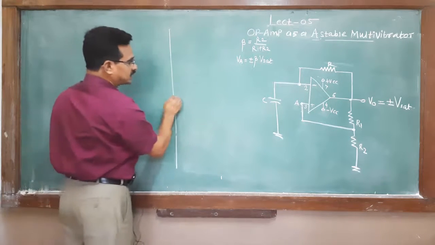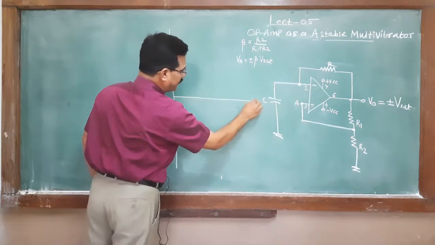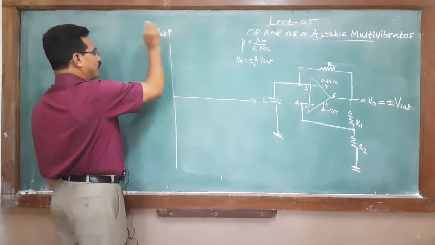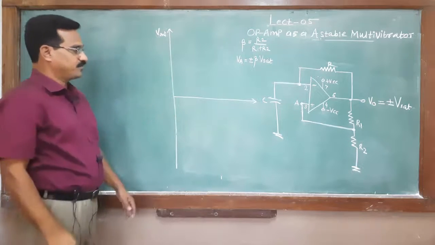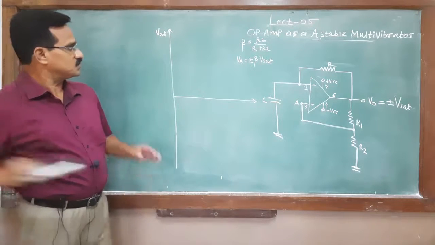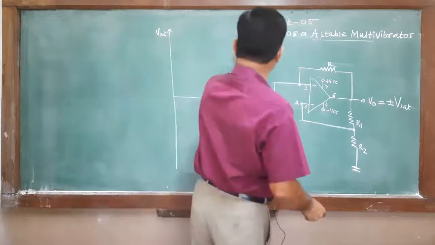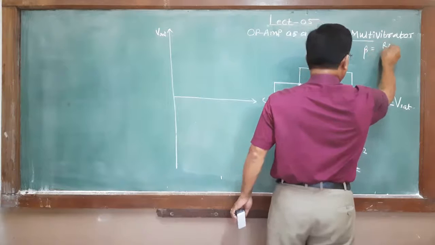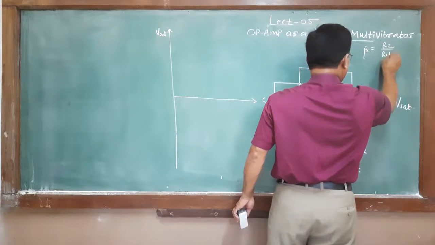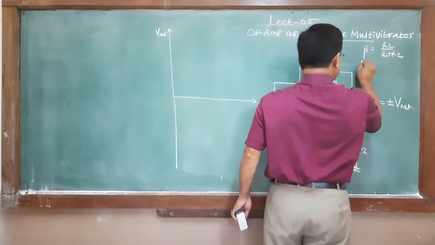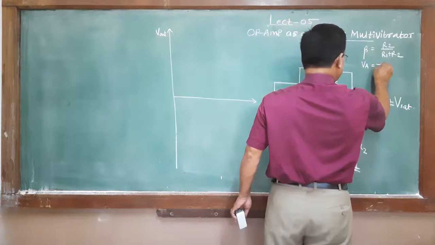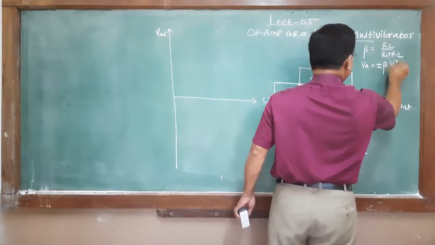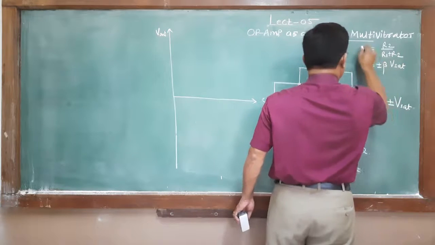After considering all these things, here is a very important term I am going to explain with the help of the waveform. When we consider these two things, here is the value of beta. What is the value of beta? Beta is equal to R2 divided by R1 plus R2. And what is the value of VA? VA is equal to plus minus beta in bracket V saturation. Remember this.